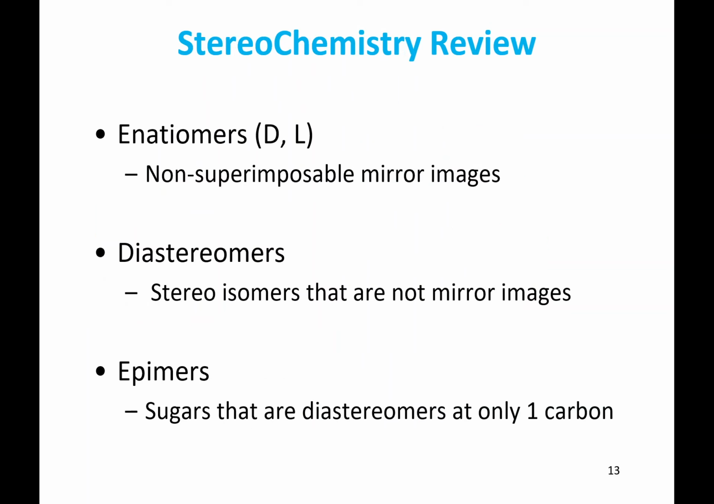Okay. So just a review of our stereochemistry. The 3 terms we need to be familiar with, first and foremost, are enantiomers. Those are the D and L forms of sugars, and those are non-superimposable mirror images. The next terms are sort of related. Diastereomers are isomers that are not mirror images of one another. And epimers are a special type of diastereomer for sugars, where they're diastereomers only at 1 carbon.